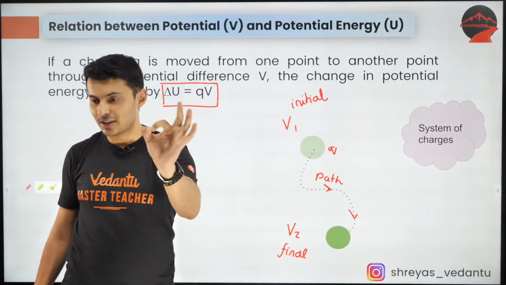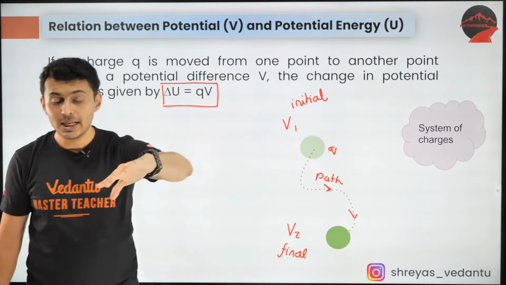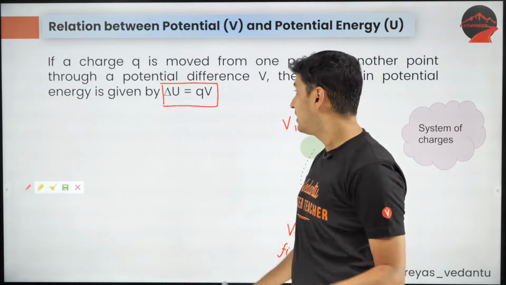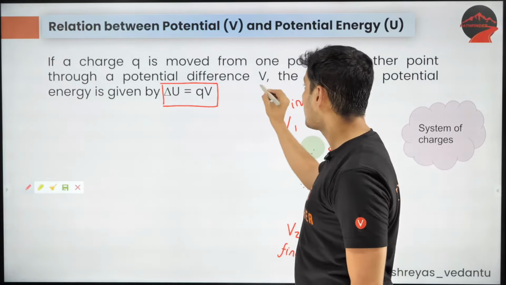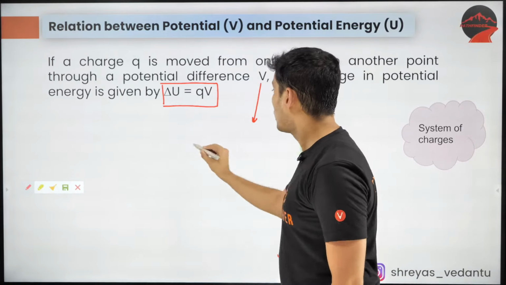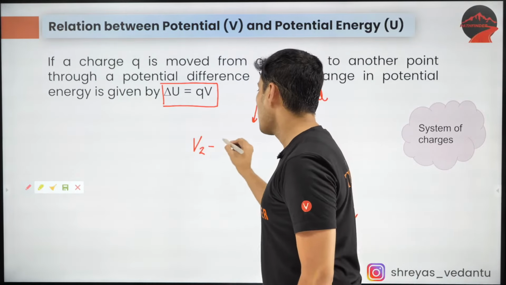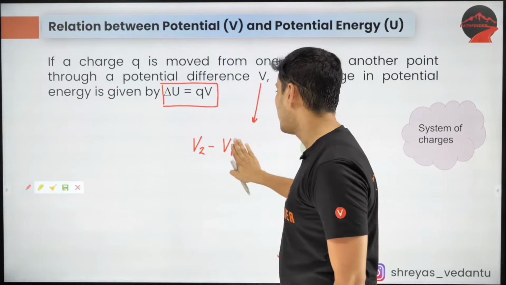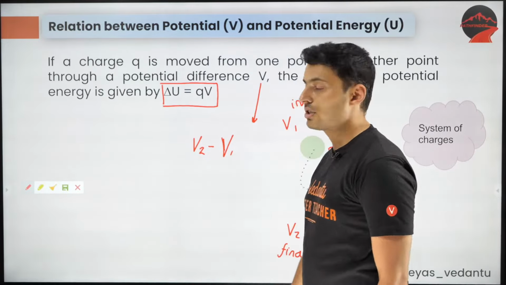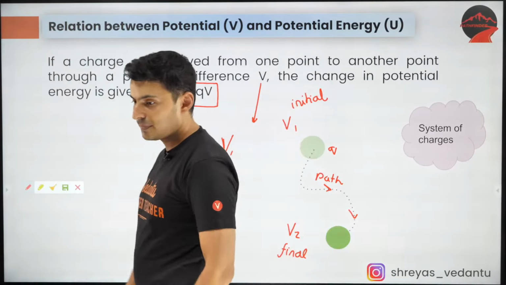So delta U is QV. What is V? V is the potential difference. Keep this in mind. V is V final minus V initial. Keep this in mind, V final minus V initial. So that's what it is.